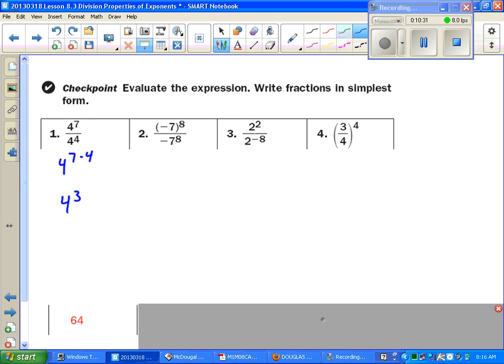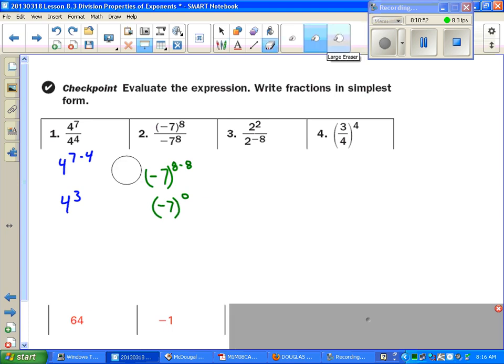Notice for number 2, both of your bases are negative 7. So negative 7 to the 8 divided by negative 7 to the 8 is 8 minus 8. That's negative 7, that's still parentheses. Negative 7 to the 0 power. Anything being raised to the 0 power is actually, that is a parentheses mistake again. I'm wondering why I put that there.